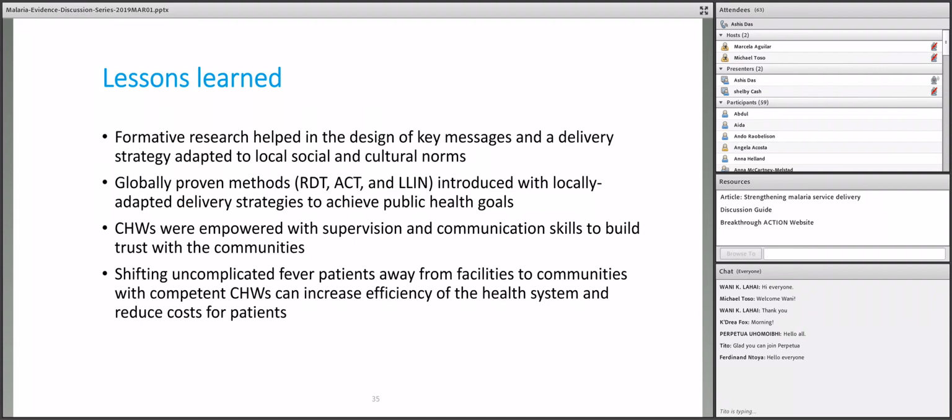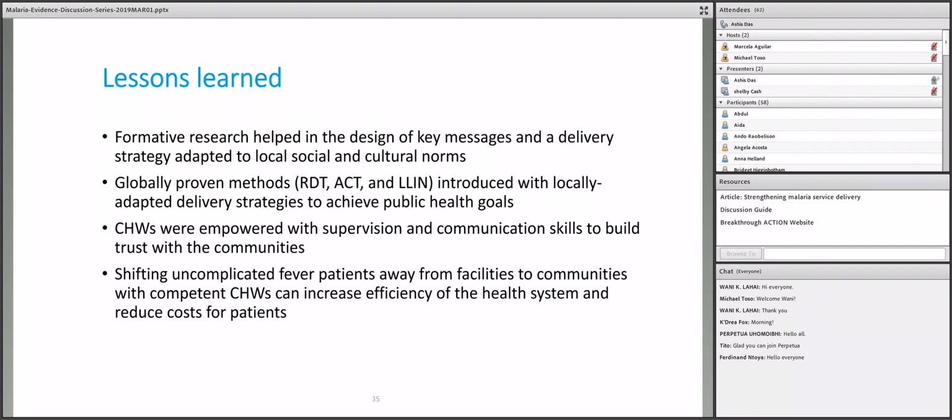Then the methods that are globally proven, such as RDT, ACT, and long-lasting bed nets, they were introduced with local adaptation. So global knowledge plus local adaptation leads to achieving public health goals, which is not new. You would have seen in other cases also. But what is important here is the contextualization or the local adaptation. The community health workers were empowered with supervision and communication skills, which helped them to build trust with the communities and get more integrated.